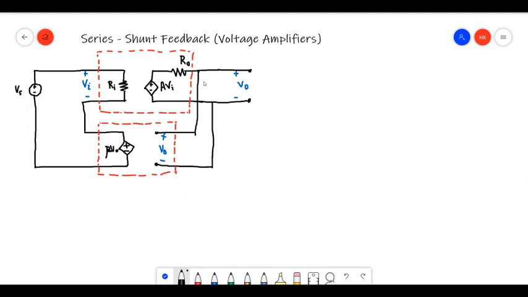If we take a look at this here, we can see that we have sampled the output in parallel. So we have connected this in parallel, so we take the output voltage and get a portion of that multiplied by beta, right? Here we do the mixing. Mixing is done in series, so we have connected this Vs source and beta Vo source in series, so it will generate an input Vi, right?